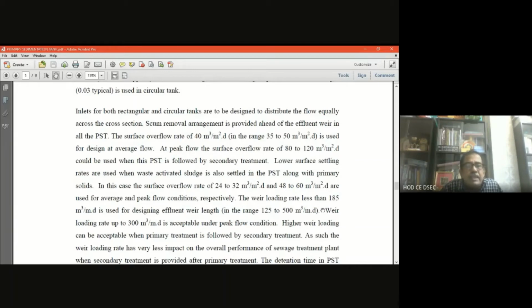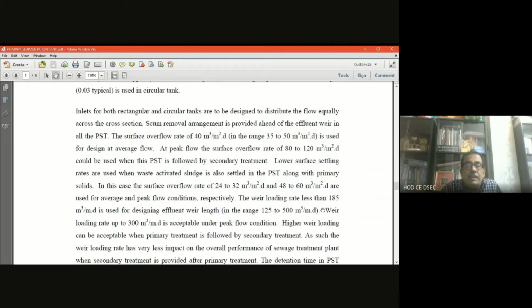The very important aspect I am going to tell, which will be very helpful in designing, is the surface overflow rate. What is the surface overflow rate? Surface overflow rate means Q by BL. That means the horizontal area, where B is the width and L is the length of the rectangular tank. In case of the rectangular tank, the surface overflow rate is Q by BL, that is, meter cube per meter square per day. That is very, very important for finding out the settling velocity. That is the surface overflow rate.